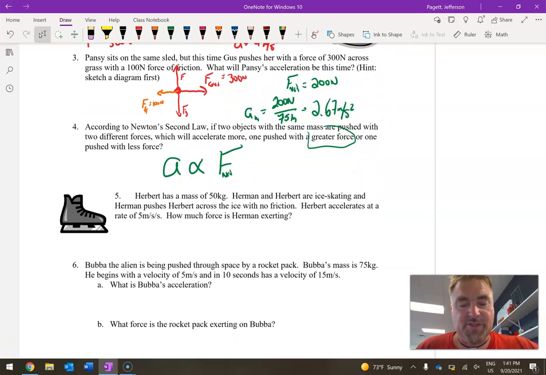Now we have Herbert, who has a mass of 50 kilograms. Herman and Herbert are ice skating. Herman pushes Herbert across the ice with no friction. Herbert accelerates at a rate of 5 meters per second per second. Remember, that's another way of putting meters per second squared. How much force is Herman exerting?